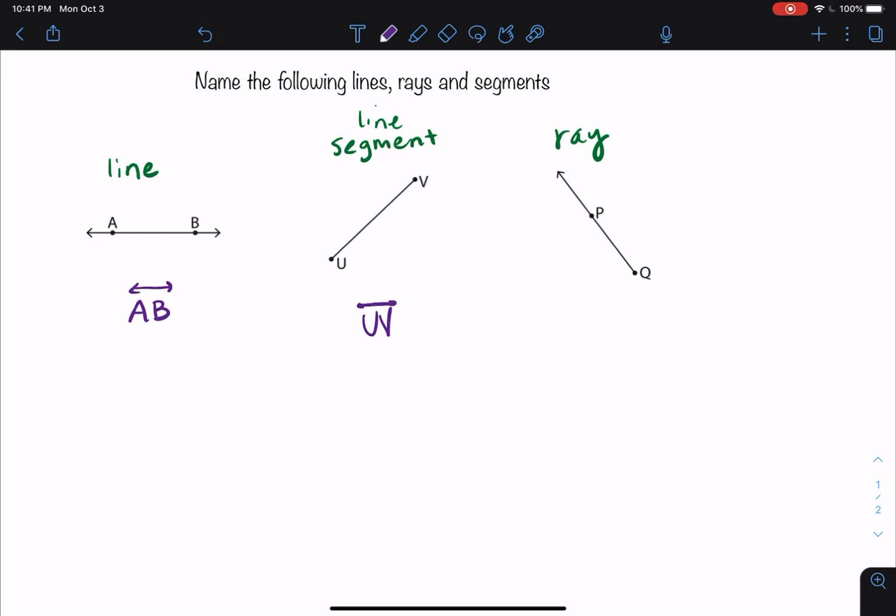Now, both of these could be written in another order as well. Instead of writing line AB, you could have written line BA. As long as there's an arrow on top, it doesn't matter what order the points are written. And similarly for line segment UV, we could have written line segment VU as long as there's a segment on top of it.